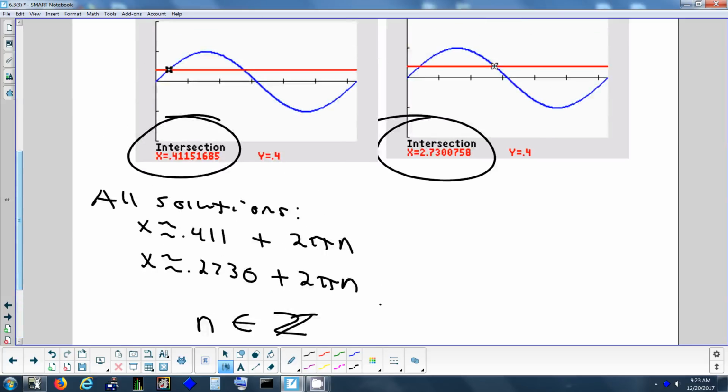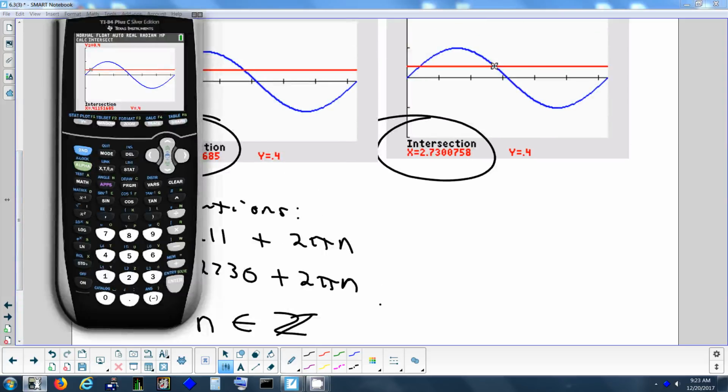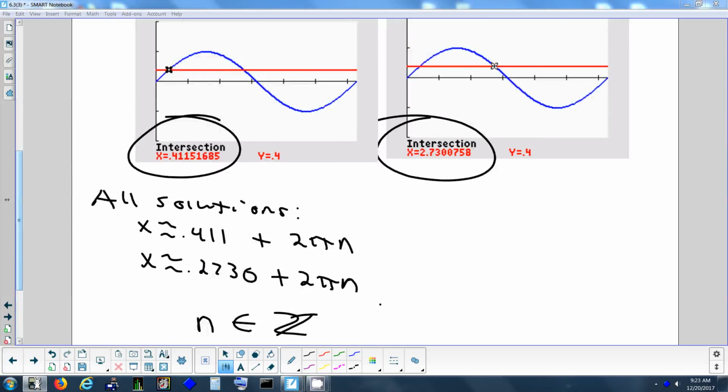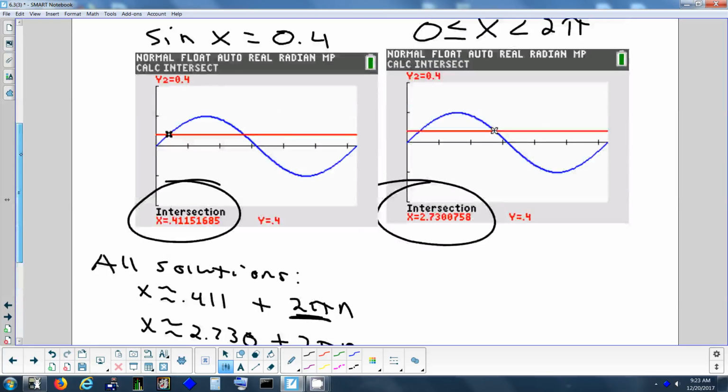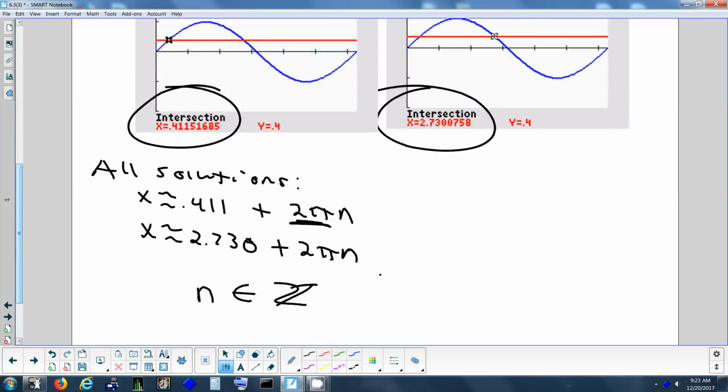So that's how you write all solutions. It's not really a big step. Let me fix, I wrote this one wrong, sorry. It's not really a big step to go from finding specific solutions to finding all solutions. All you have to do in general is put plus the period times n. But remember, the period's not always 2 pi. You have a formula to find the period if it's not. Okay, so any questions on that?